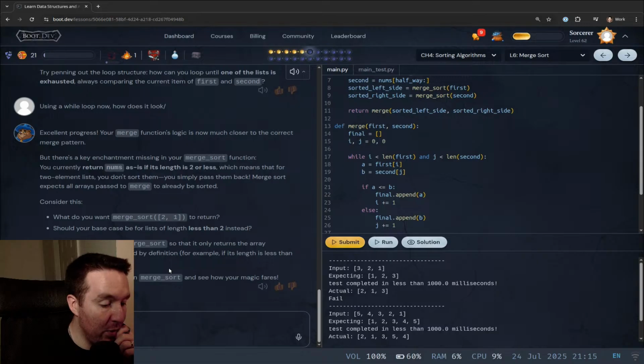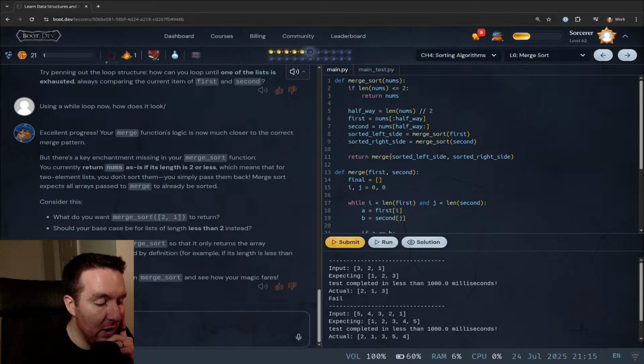Excellent progress. Your merge function logic is now much closer to the correct merge pattern. But there's a key enhancement missing in your merge sort function. You currently return nums as is if length is less than 2, which means that your 2-element lists you don't sort, you simply pass them back. Merge expects all sorted arrays.